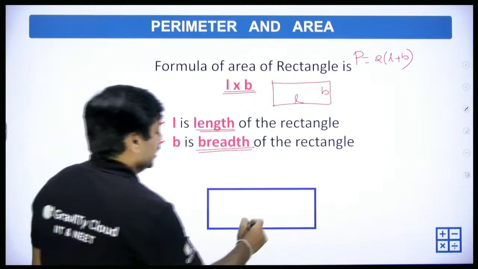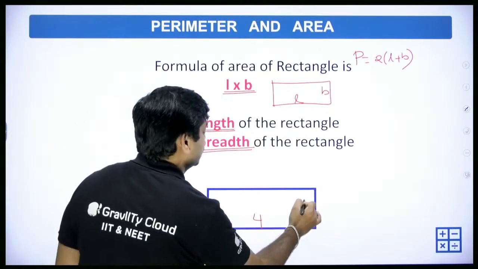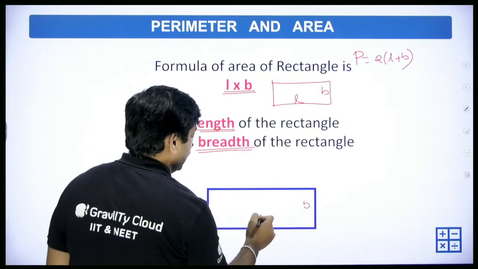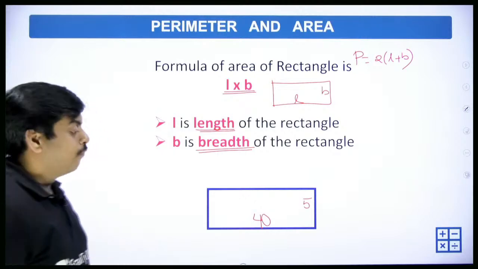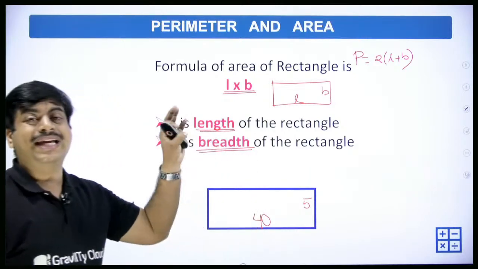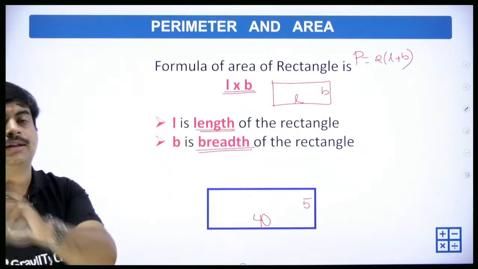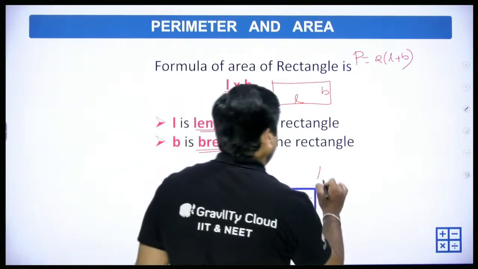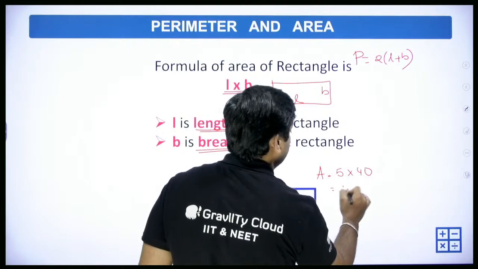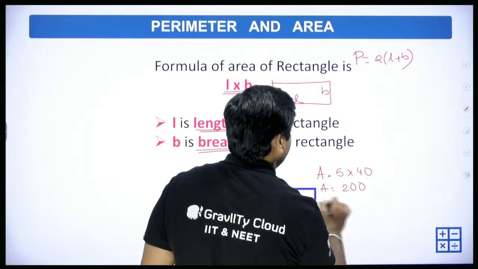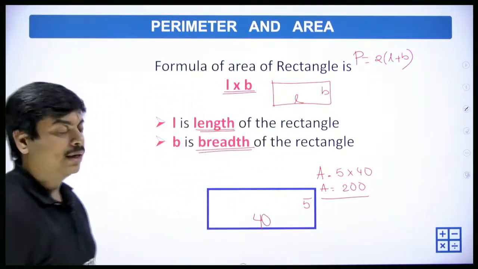Let's say this is 40 centimeters and this is 5 centimeters. How to find the area? Area is length into breadth. Correct. Area is equal to length into breadth. So 5 4s are 20. So that becomes 200. Area is equal to 200.